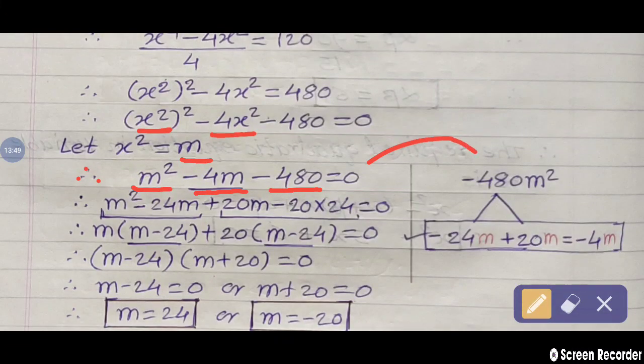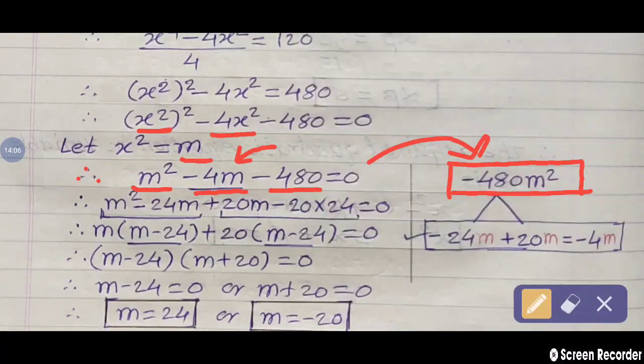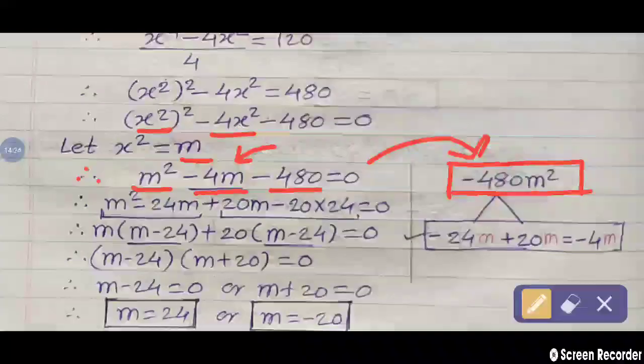Then we factorize according to our rules. The first term is m square and the third term is minus 480. So our product is required minus 480 m square, and we require the sum. What is the middle term? That is minus 4m. Means our product is required minus 480, and whatever two factors we get, their difference is required minus 4. So if you do proper practice, you get the factors directly.